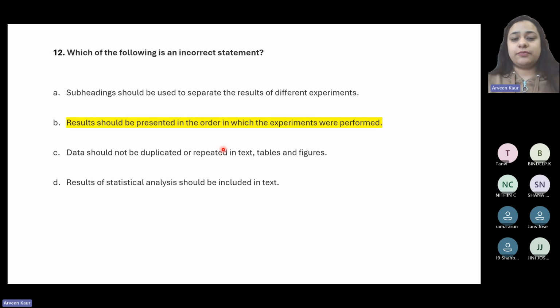Okay. So the answer for this one is that the results should actually not be presented in the order in which the experiments were performed. So this is an incorrect statement; it should ideally not be done in that way. For instance, you were trying to characterize a particular kind of bacteria, so you did a particular experiment for that, and then you realize, okay, I have the answer for this one, but in order to give it for publication, I need to do this particular set of experiments also. So that was also done.